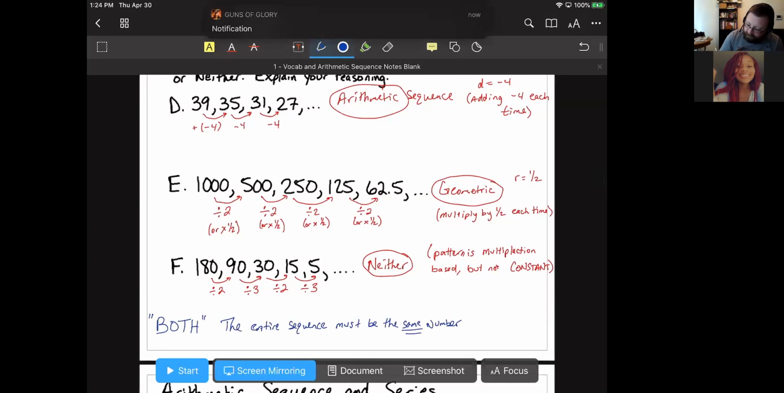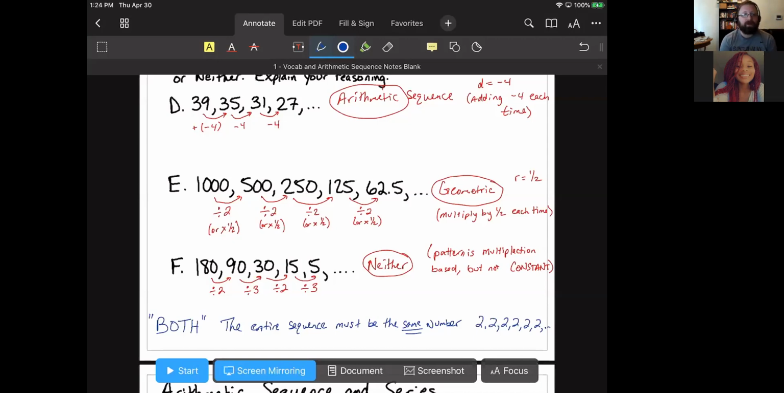So the only way you can have a sequence that is both arithmetic and geometric is if every single number in the sequence is the same number. The reason this would be both is because it has a constant addition pattern. We're adding 0 over and over again, which makes it arithmetic. And we are multiplying by 1 over and over again, which makes it geometric as well.